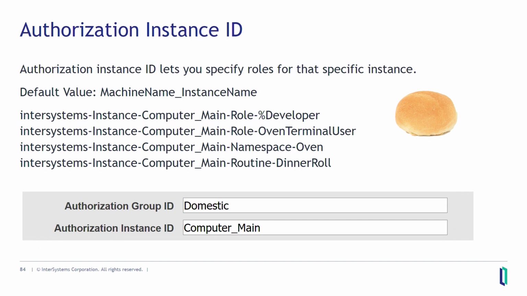An authorization instance ID works exactly the same way. It's just another field, another bit of granularity. The default value is going to be the machine name underscore the instance name, but you can change that to be whatever you want. In the example we're going to look at, one of the instances is just going to specify computer underscore main, and you'll see the others.